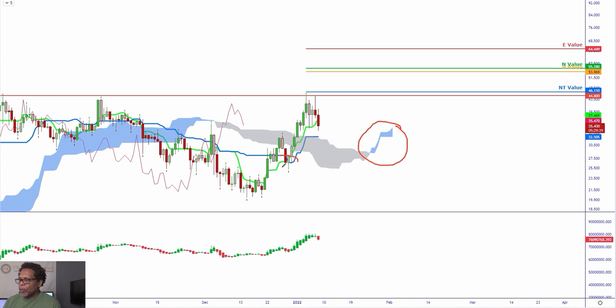You have a TK crossover that's bullish, okay? You have Chikou span above price and above the clouds. That's good. We broke outside of the clouds. We're flying sky high. And then price is above the cloud. So price is above the clouds. So these are all bullish signs, and that means we're moving ahead.